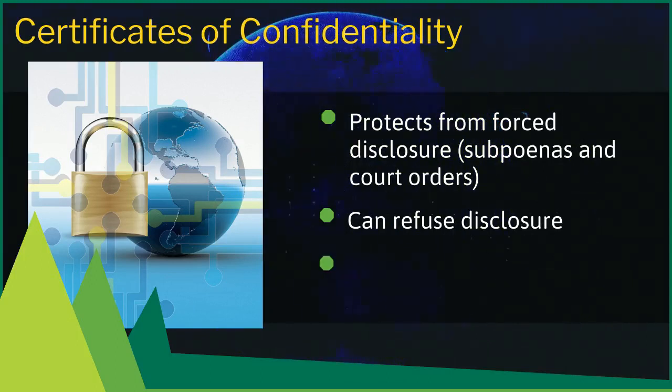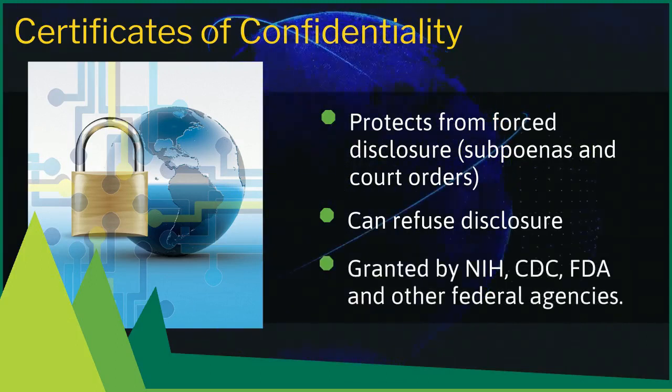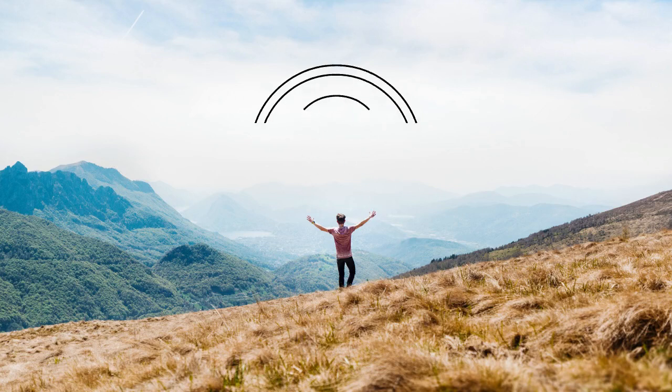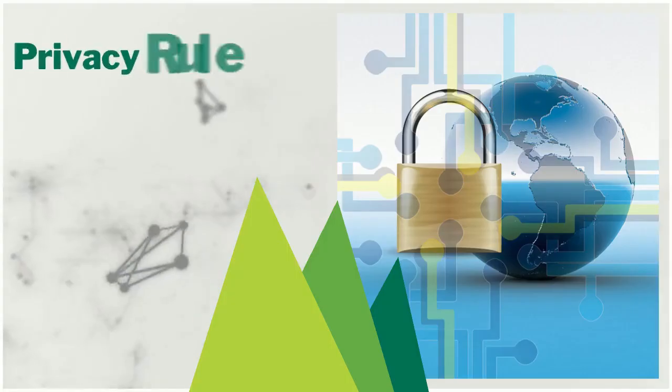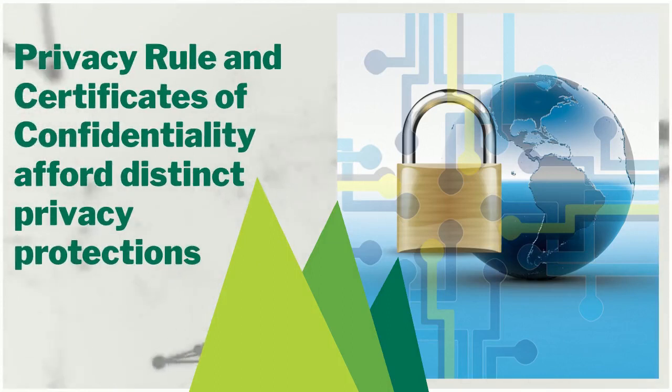As stated earlier, certificates of confidentiality may only be granted by the National Institutes of Health, the Centers for Disease Control and Prevention, the Federal Drug Administration, and other federal agencies. By protecting researchers and institutions from forced disclosure of such information, certificates of confidentiality help achieve research objectives and promote participation in research studies. The privacy rule and certificates of confidentiality afford distinct privacy protections for research subjects.